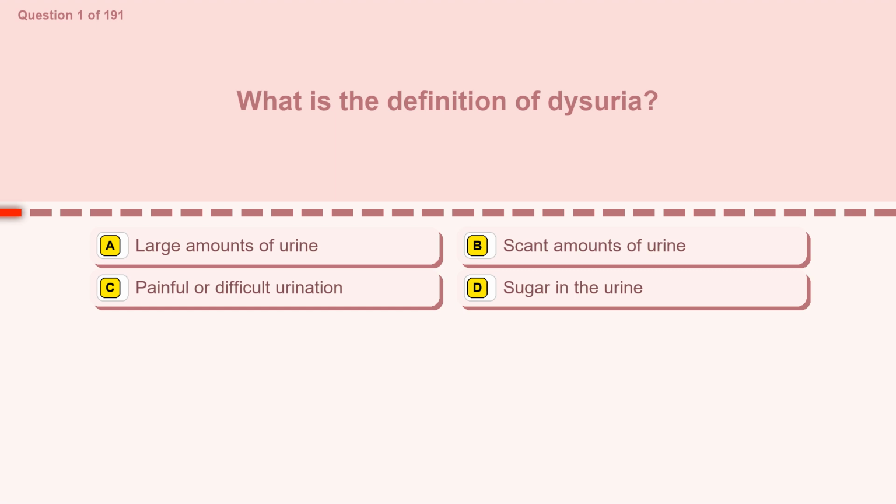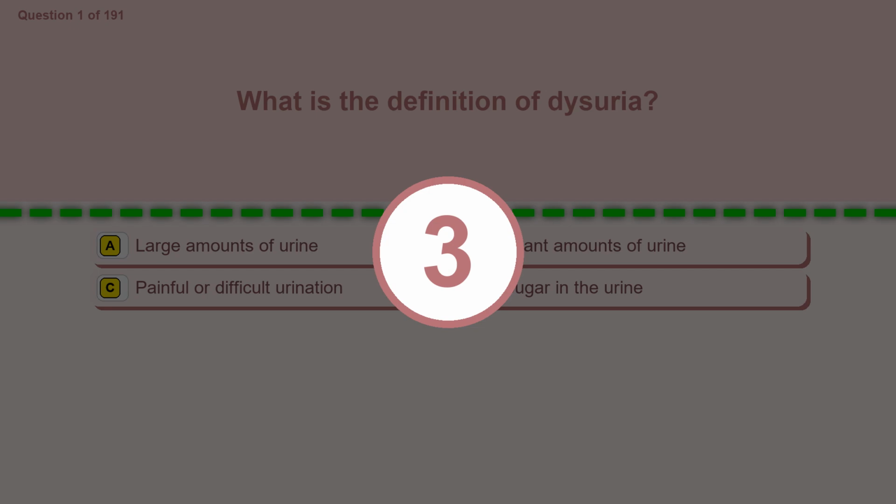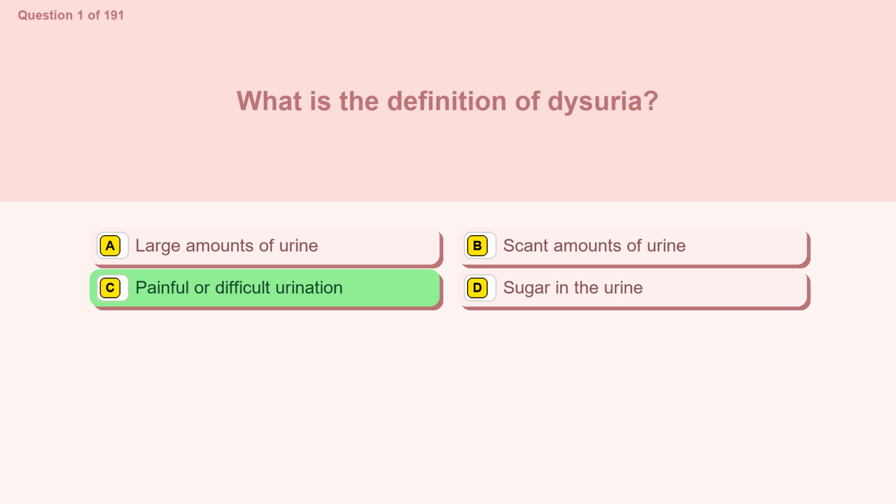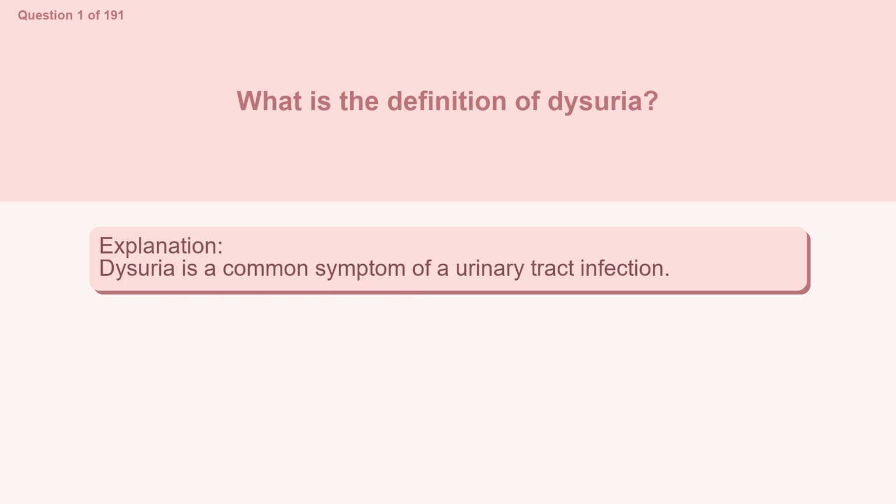Question 1. What is the definition of dysuria? Option A. Large amounts of urine. Option B. Scant amounts of urine. Option C. Painful or difficult urination. Option D. Sugar in the urine. The correct answer is option C. Painful or difficult urination. Dysuria is a common symptom of a urinary tract infection.